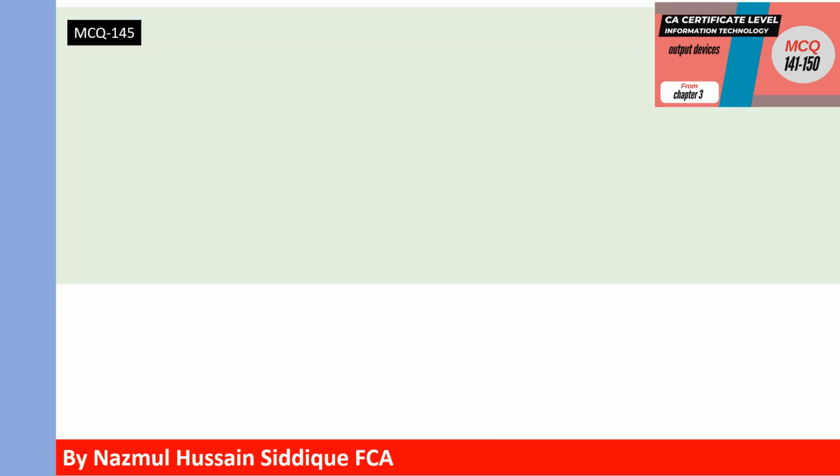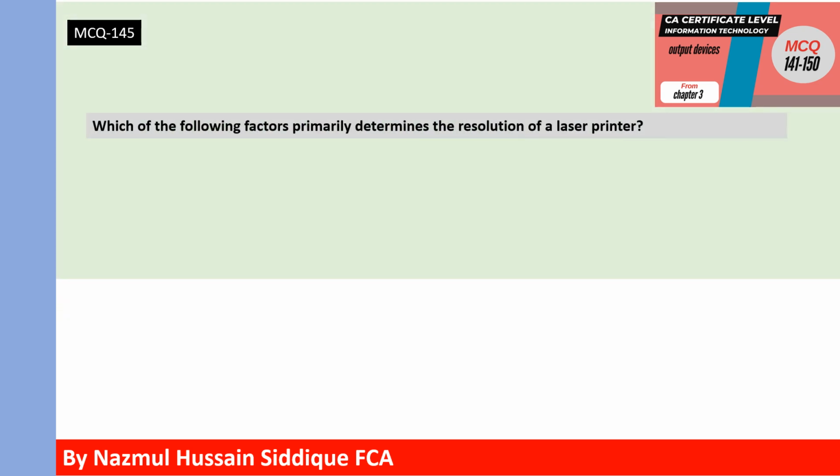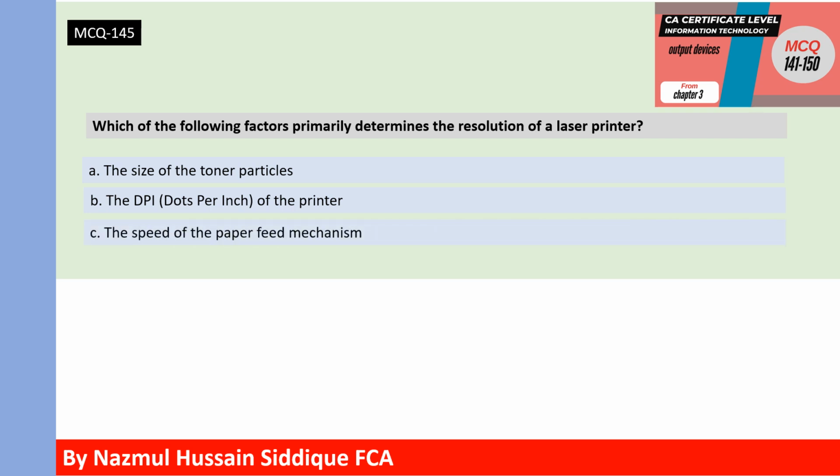Next question. Which of the following factors primarily determines the resolution of a laser printer? Option A, the size of the toner particles. Option B, the DPI, dots per inch, of the printer. Option C, the speed of the paper feed mechanism. Option D, the laser's wavelength.